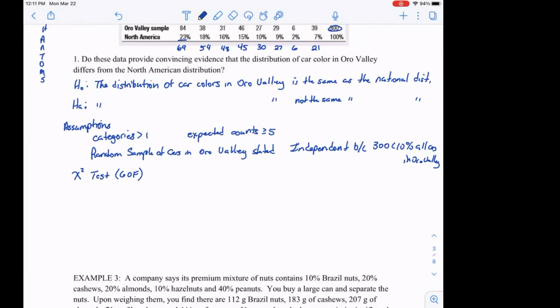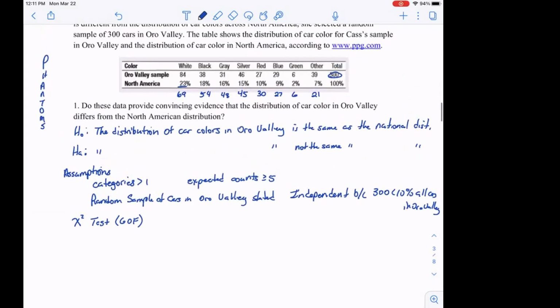Okay, next. Just to save time, we're not going to do it, but this is going to be L1 and this is going to be L2 in my calculator. So again, we're going to enter my observed values, we're going to enter my expected values, and we're going to run that goodness of fit test.